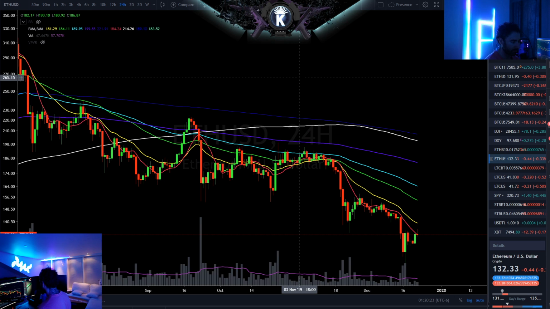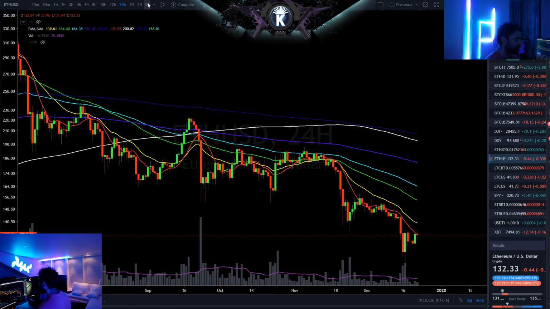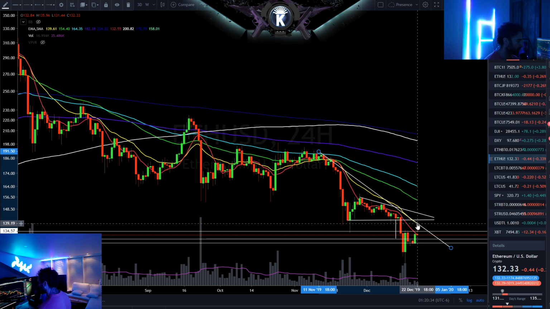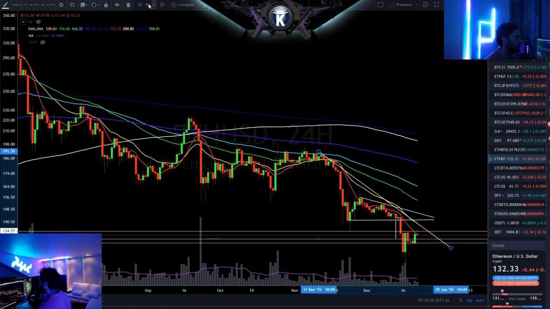Mr. Buterin versus dollar. Let's see. Daily, I mean, daily is still downtrending very hard. If it does get another leg up, I would be looking for a move up here to the 21, right around 139.